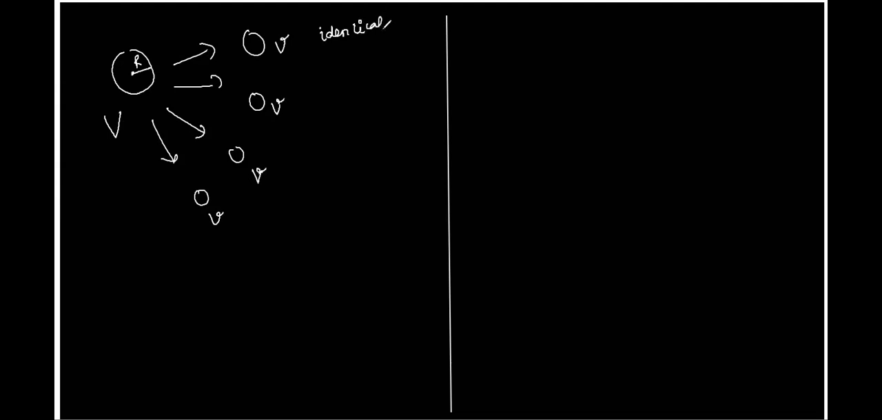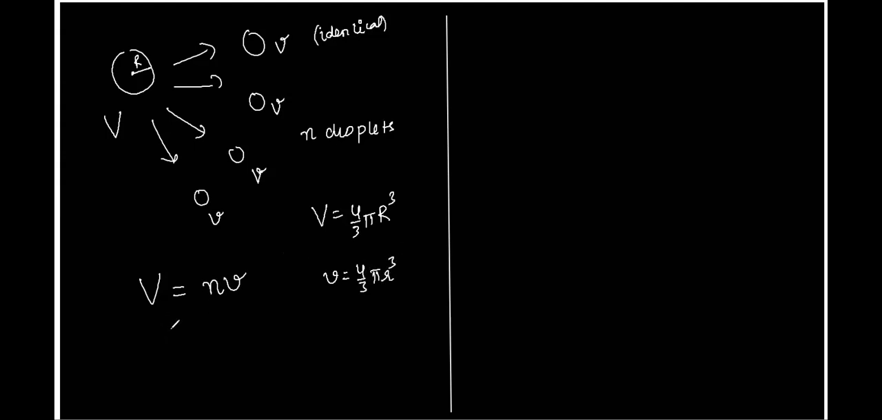We'll generally have two or three equations that help here. First, volume remains the same. Let's say there are n droplets. Total volume of one bigger droplet is equal to n times the volume of each droplet. We know capital V is 4/3 pi capital R cube, and small v is 4/3 pi small r cube. Cancelling 4/3 pi on both sides, capital R cube is equal to n times small r cube. Correct?